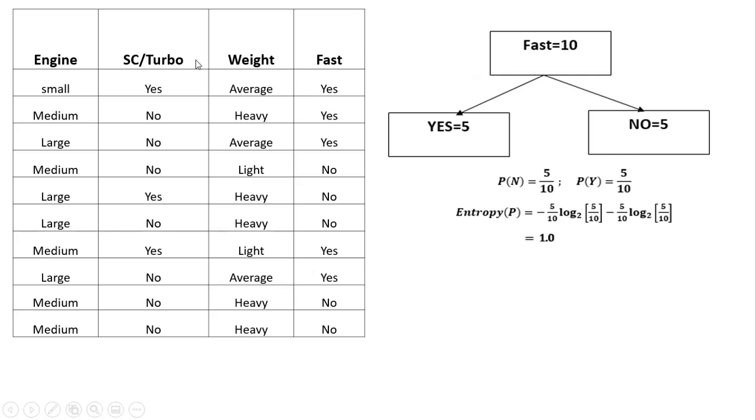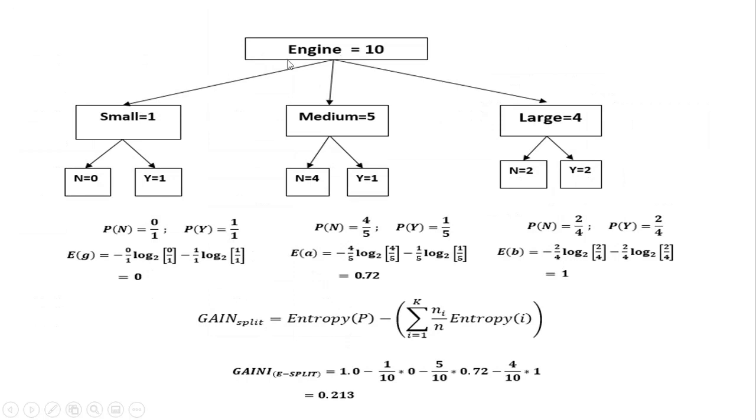Now we are left with engine, SC turbo, and weight. We have to find the information gain to choose one of these attributes to make our decision. So again we calculate entropy for our target variable. Then we found the entropy in a similar fashion for the leftover attributes. So we got the information gain 0.213.